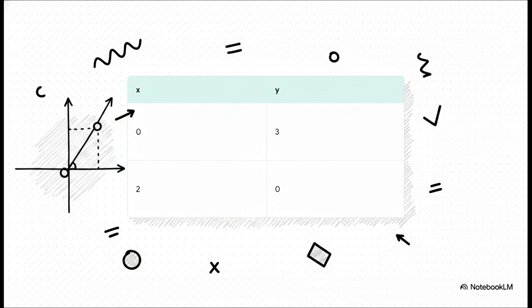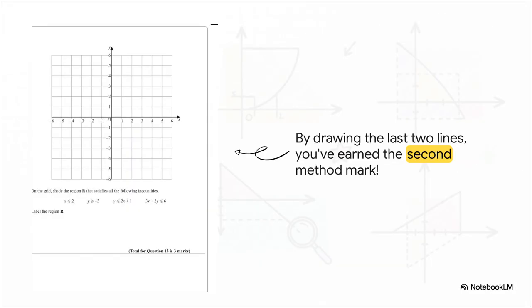Now for the x-intercept, we'll do the opposite and set y to 0. That leaves us with 3x equals 6, which means x equals 2. And there's our second point, (2, 0). So we draw our last solid line through (0, 3) and (2, 0).